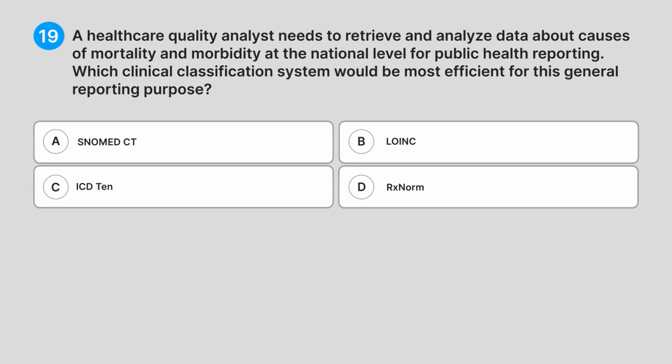19. A healthcare quality analyst needs to retrieve and analyse data about causes of mortality and morbidity at the national level for public health reporting. Which clinical classification system would be most efficient for this general reporting purpose? A. C790 CT, B. LOINC, C. ICD-10, D. RxNorm.